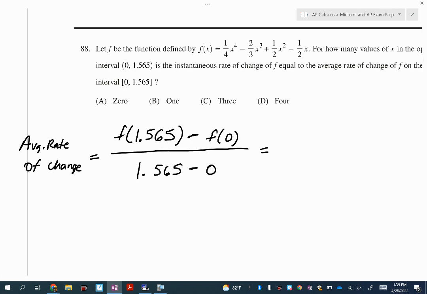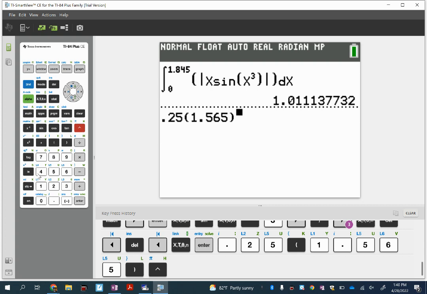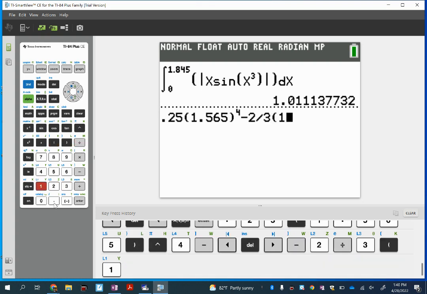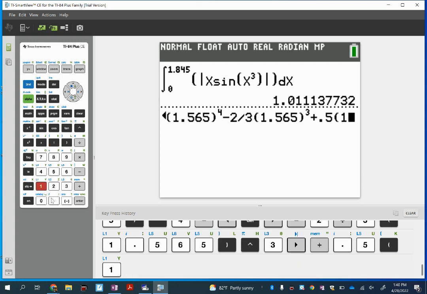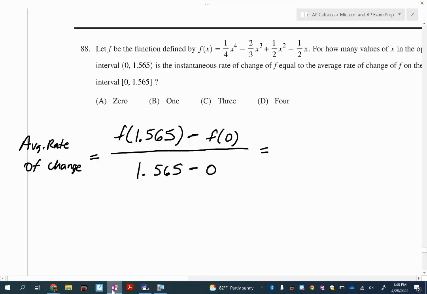All right, now we have the calculator for this question. So I'm going to just take this and type it in, and where it says x, I'm going to put 1.565. So I have 1/4, so 0.25 times 1.565 to the 4th power, minus 2/3 times 1.565 to the third power, plus 1/2, which is 0.5, times 1.565 to the second power. And then finally, minus 0.5 times x.